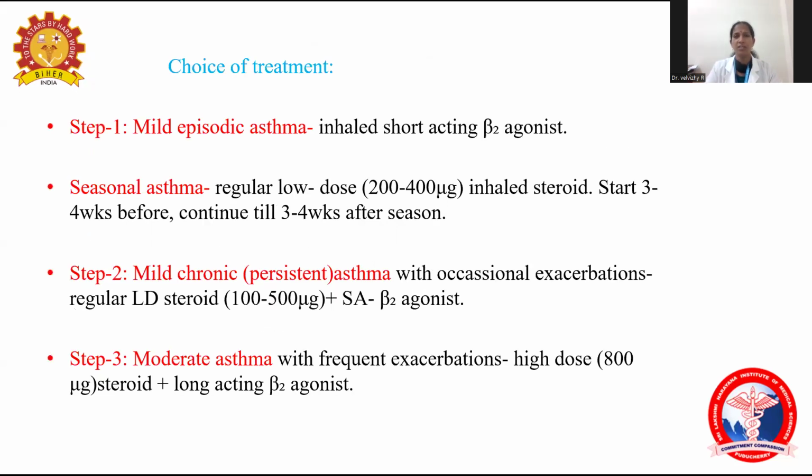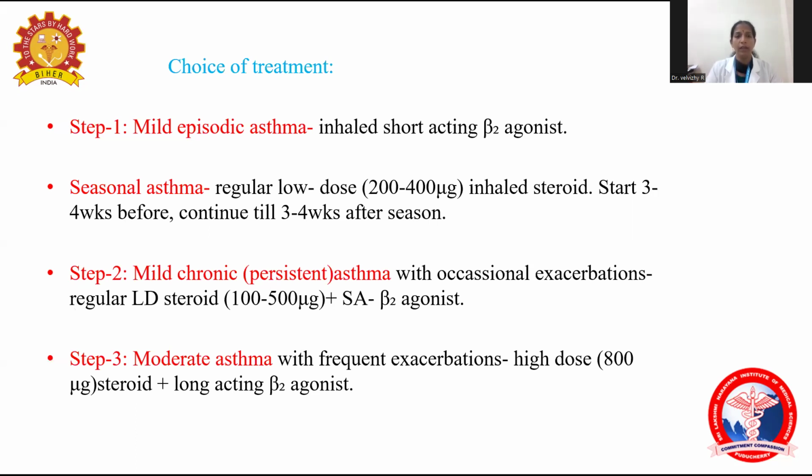Okay, so we have discussed different groups of drugs like bronchodilators, steroids, mast cell stabilizers, and leukotriene antagonists. So which drug has to be preferred for which type of asthma? The choice of treatment depends upon what type of asthma the patient has, what symptoms they have, and how frequent they are. Based on that, we have to select the drugs.